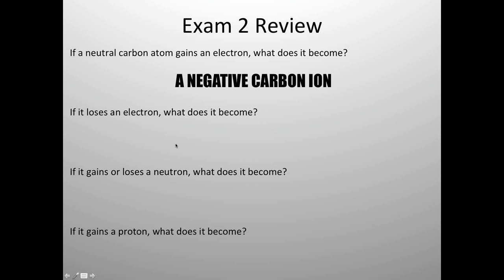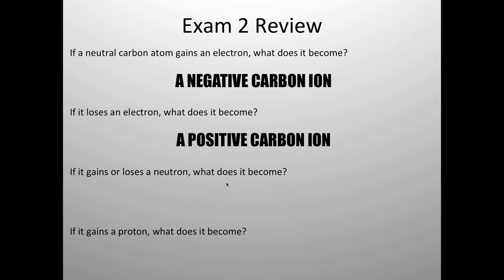The next question, if it starts again at neutral and loses an electron, what does it become? Here, we again started at neutral, same number of protons and electrons. But if you lose an electron, that means that now you have more protons than electrons, which means you have more positive charge than negative charge, and you end up with a positive carbon ion. Again, still carbon, just carbon with a net charge, and this time it's positive. And in order to become an ion, you only gain or lose electrons. You don't gain or lose protons, only gain or lose electrons.